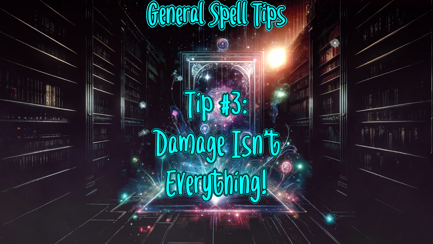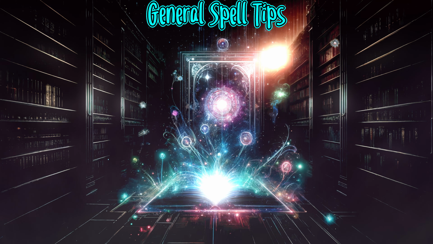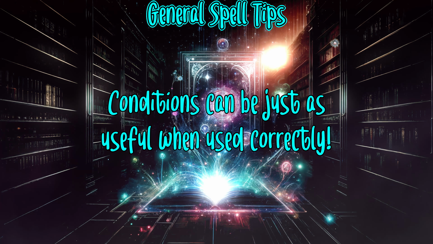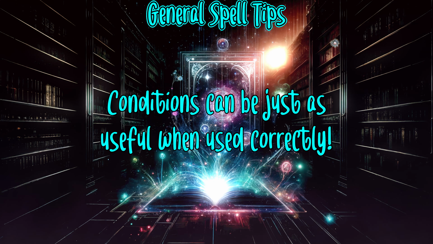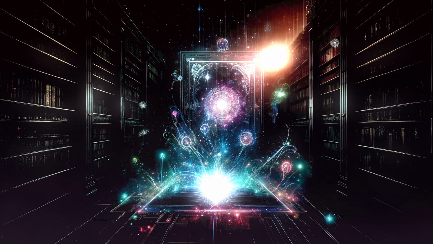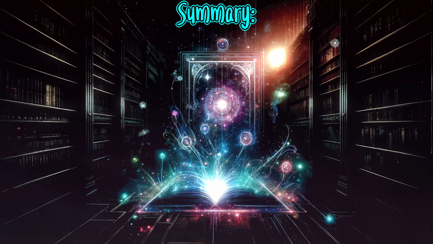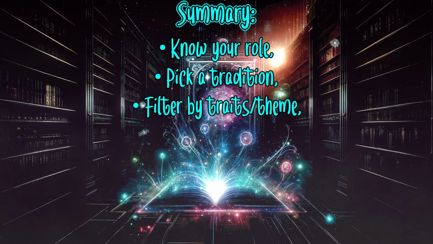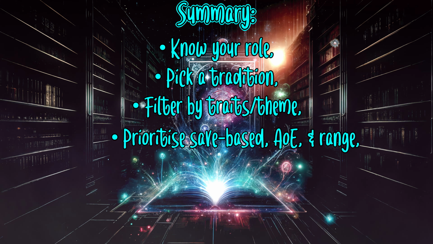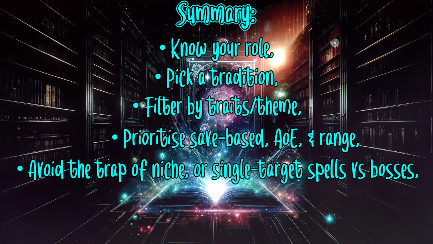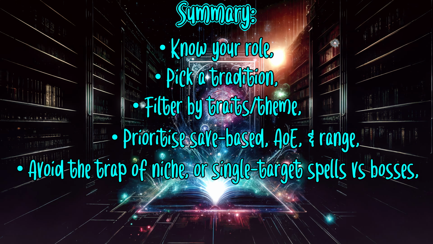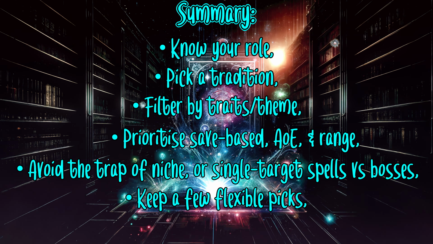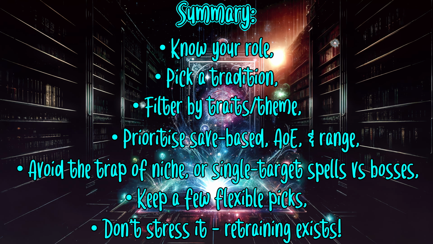3. Damage is not the be-all and end-all. Obviously, killing enemies is great, but conditions for your allies to exploit will work just as well. Do not underestimate conditions. Alright, let's have a quick summary of my recommendations for choosing spells. Know your role. Pick a tradition, filter by trait/theme, prioritize save-based, AoE, and long-range spells, avoid the trap of niche, low-duration or single-target spells versus bosses, keep a few flex picks, don't stress it, retraining exists.